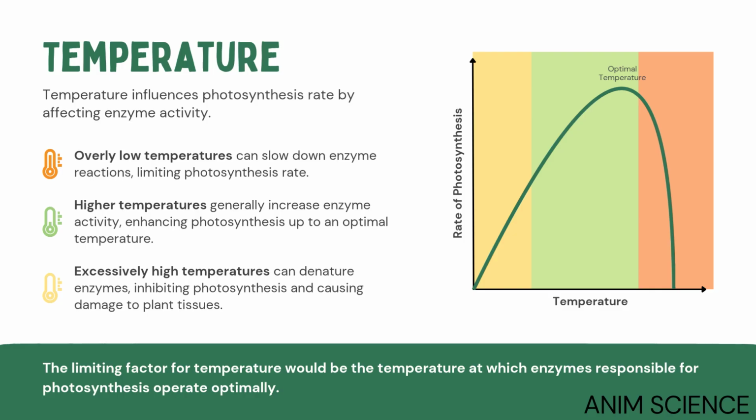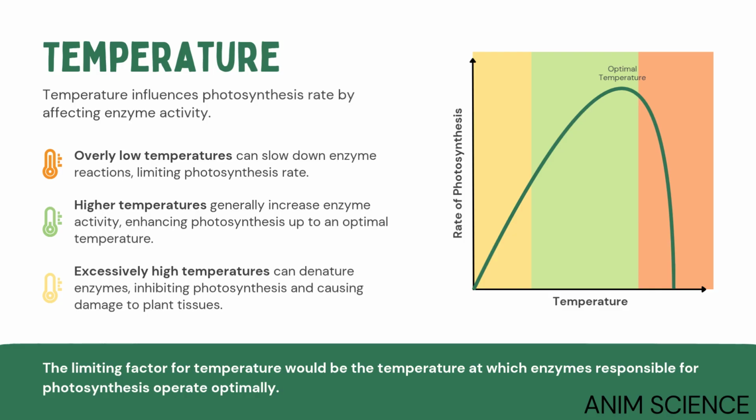But what happens if the temperature increases beyond this point? As we move into the high temperature region, the graph shows a sharp decline in the rate of photosynthesis. This is because very high temperatures start to damage the enzymes. The enzymes lose their structure, a process called denaturation, and they can no longer function properly. As a result, the rate of photosynthesis decreases and may even stop completely.